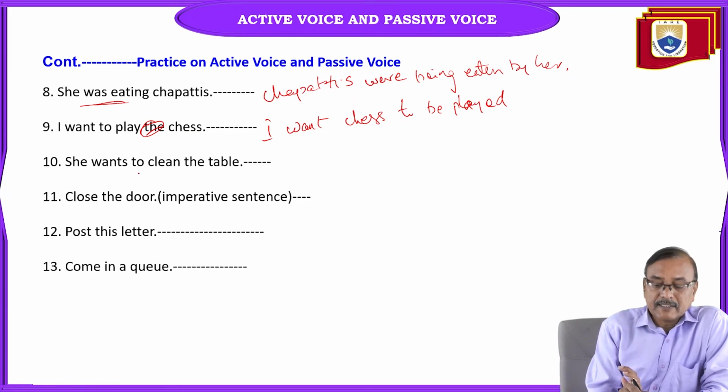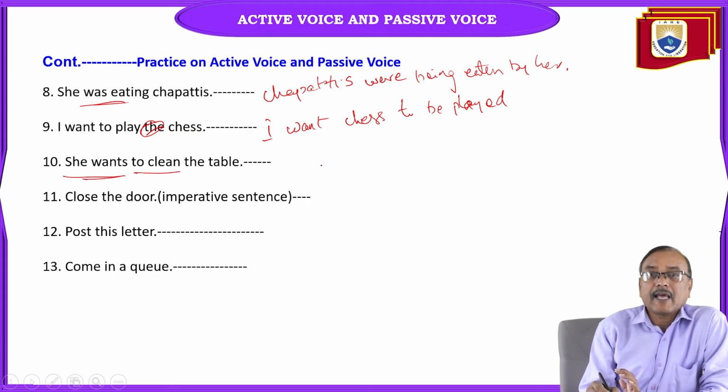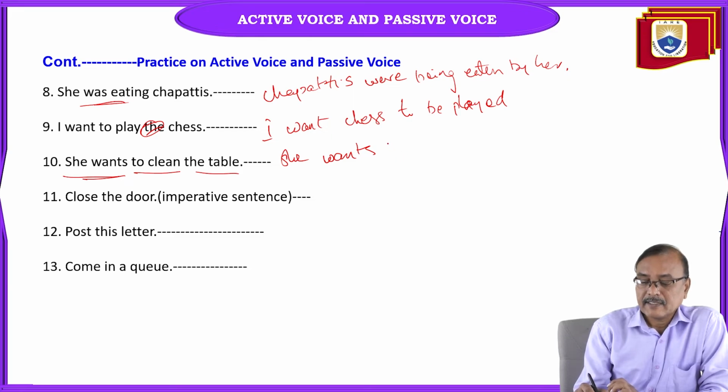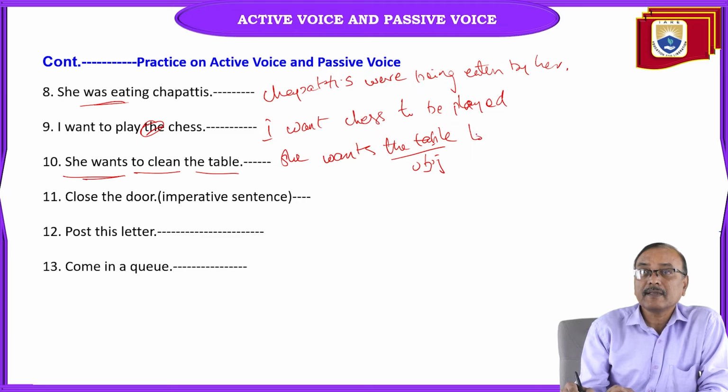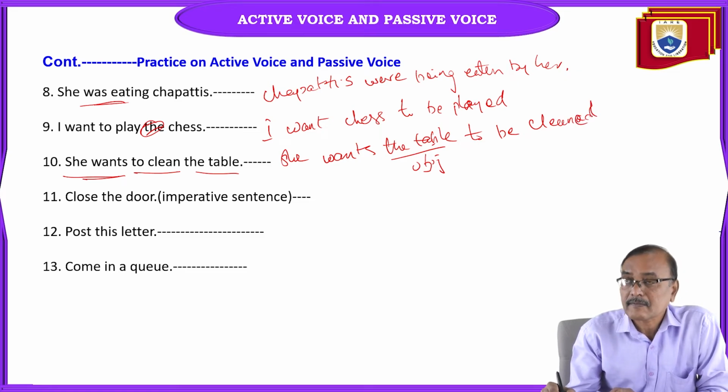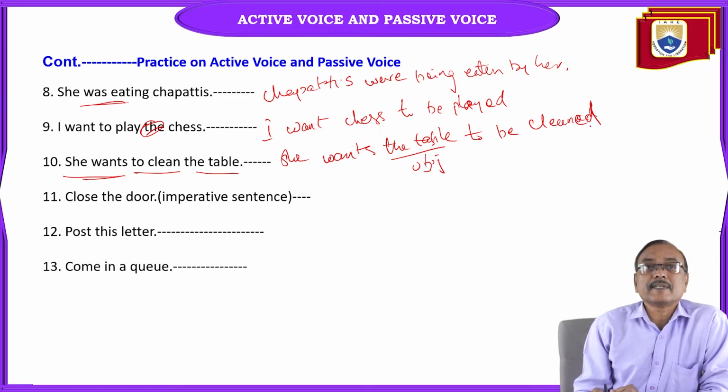Next, she wants to clean the table. Keep "she wants" as it is. To clean. What? Bring this table. She wants the table. Table is the object here. To be cleaned. She wants the table to be cleaned.